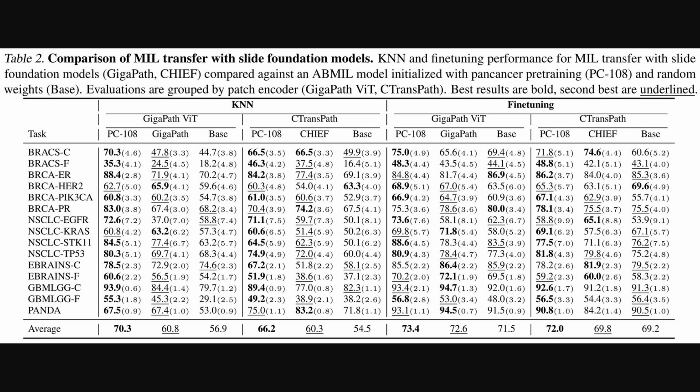So we've seen that a good pre-trained start helps larger models learn better. But this table shows that how you transfer that knowledge also matters. It compares two common approaches. On one side, we have K nearest neighbors, or KNN, which uses the pre-trained model to find the most similar known images to classify a new one. On the other side, there's fine-tuning, where you actually continue training the model on the new specific task. In almost every case, using a pre-trained model, like GigaPath or CHIEF, gives a huge performance boost over starting from scratch, no matter which method you use.